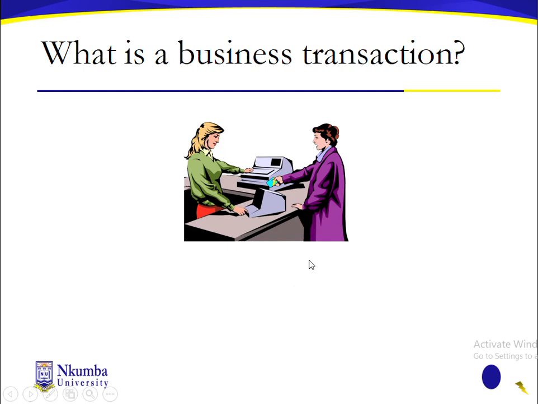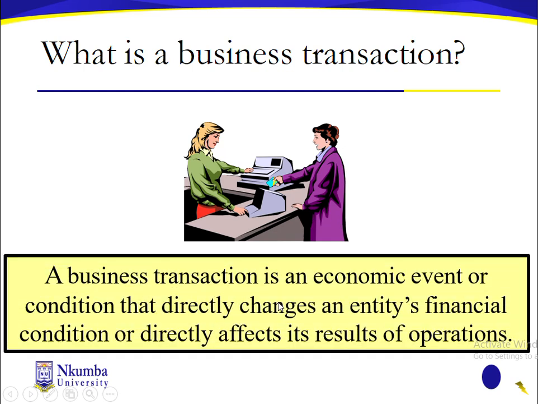So now, what is a transaction? That is what you need to look at. A transaction is an economic event or a condition that directly changes an entity's condition. So it could also directly affect its results of operations. So how it has been operating changes because it has transacted. So there must be a change in the institutional operations and the state of affairs of the institution. If there is no change, then that is not a transaction.